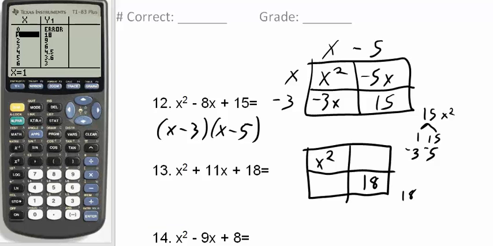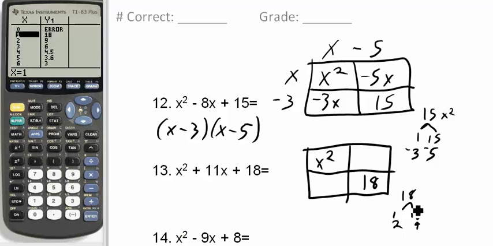And so our factors are 1 and 18, 2 and 9, 3 and 6, and 4 doesn't go in evenly, and 5 doesn't go in evenly, so 6 and 3 we already have. So that's all of them. So we're looking for factors of 18 that when we add them equal 11. So that's going to be 9 and 2.